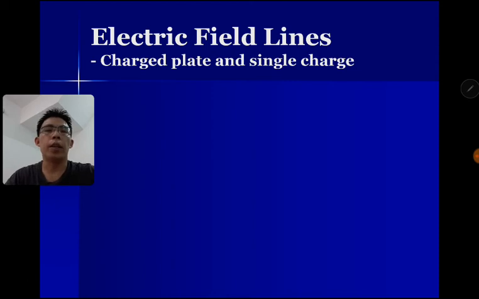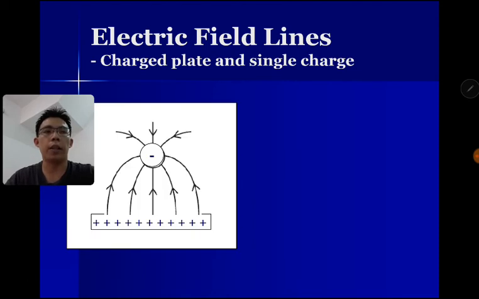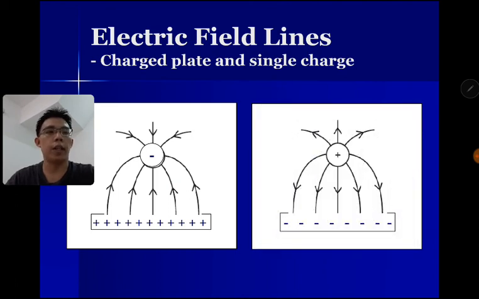The other cases are if you have a charged plate and a single point charge. It will look something like that: pointing out from the positive plate and going towards the negative charge. Or we have a case like this, a negative plate and a positive charge, where the lines point towards the negative plate and out of the positive charge. Alright?